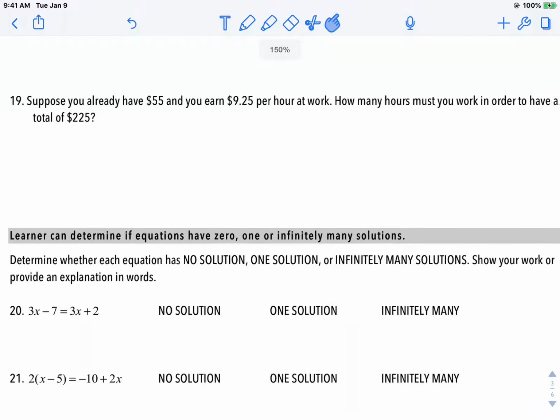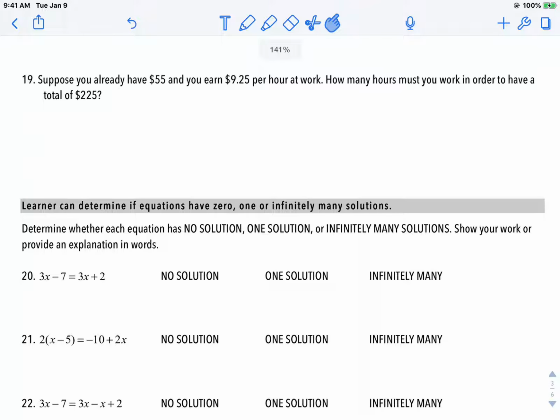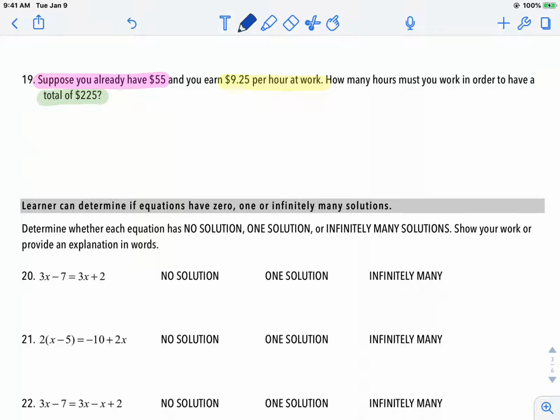19 is a word problem, so again, we're going to read through it, checking for things like rates and beginning amounts or ordered pair information. Suppose you already have $55. That sounds to me like a starting amount, but let's read through and see. You earn $9.25 per hour. That sounds to me like a rate. How many hours must you work in order to have a total of $225? This sounds like an amount that I'm building up to by adding things together.